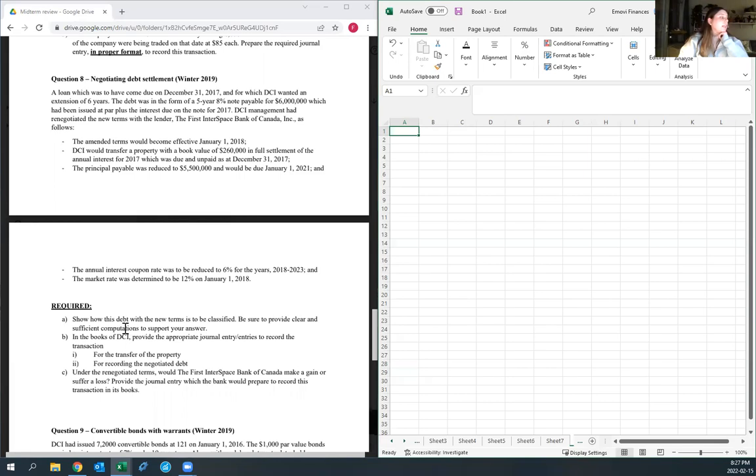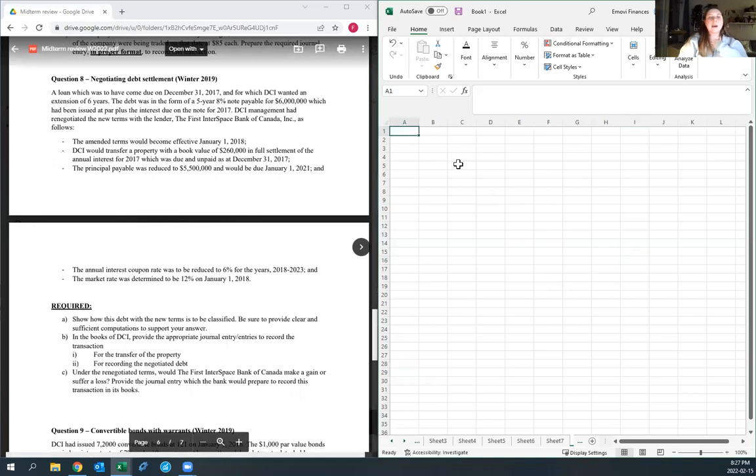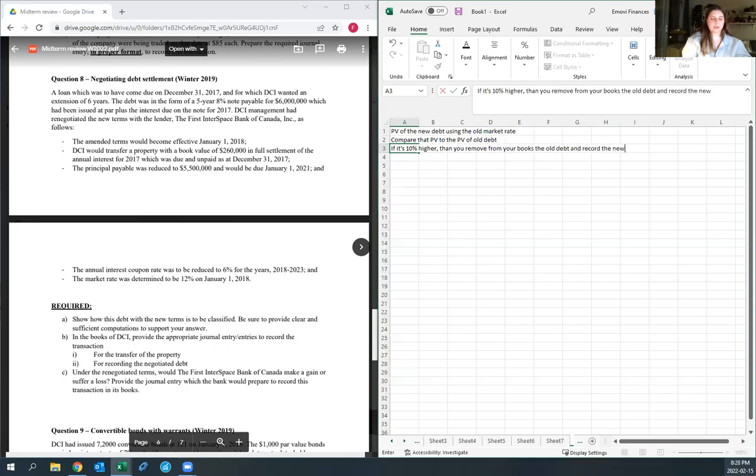The first requirement is to show how this debt with the new terms is to be classified. Be sure to provide clear and sufficient computation to support your answer. So what they're asking here is: is it a major settlement or a minor settlement? Is it seen as a new debt, or just the same debt with new terms? So what you want to do is find the PV of the new debt using the old market rate, and compare that present value to the present value of the old debt. If it's 10% higher, then you remove the old debt from your books and record the new debt.